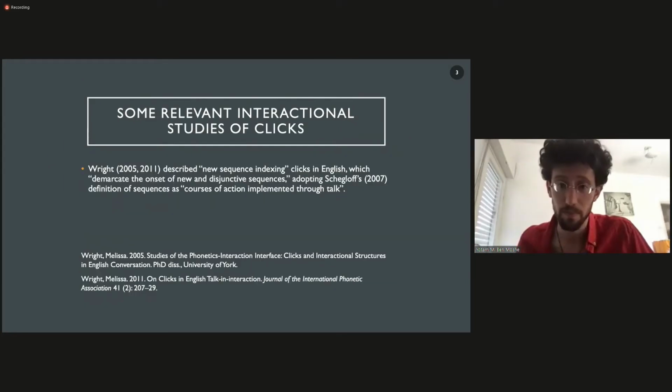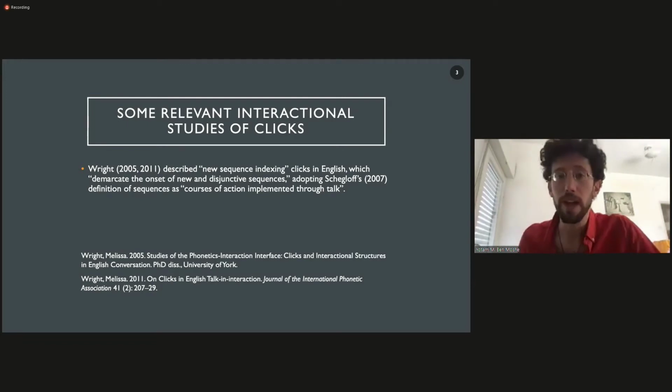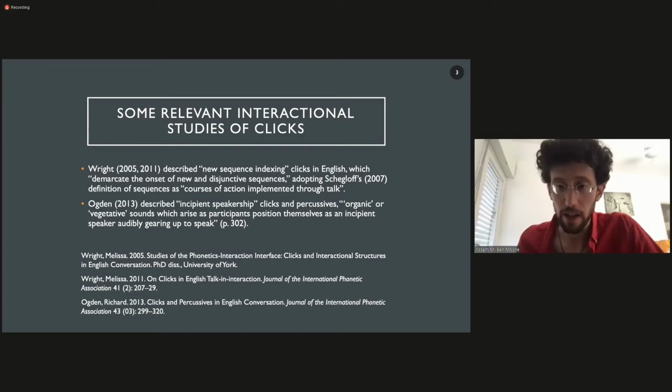This paper joins a scholarly discussion that began with Melissa Wright, who was the first to look at clicks from an interactional perspective and describe the use of clicks for the segmentation of talk. The units delimited by clicks, according to Wright, were sequences as defined in conversation analytic literature, courses of action implemented through talk. Richard Ogden has also studied clicks in English, and in his paper from 2013, he suggested that there are also clicks which project an intention to speak, incipient speakership.